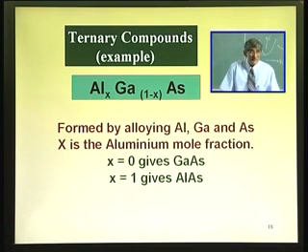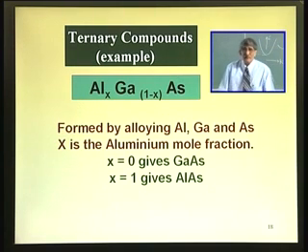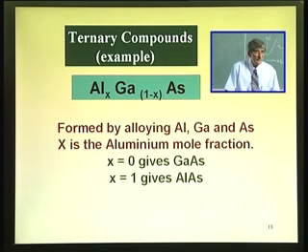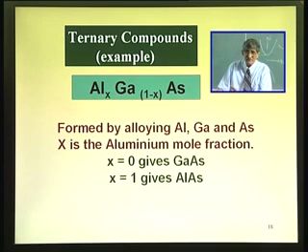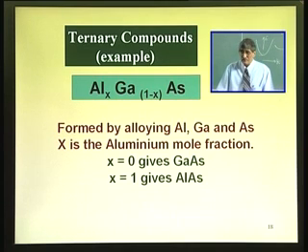Okay? It gives totally different properties. You can understand gallium arsenide has certain properties of mobility and band gap. Aluminum arsenide has a different mobility. The combination should have a combined effect, a band gap in between that of gallium arsenide and aluminum arsenide, and mobility in between as well.